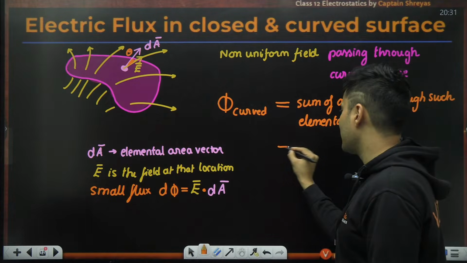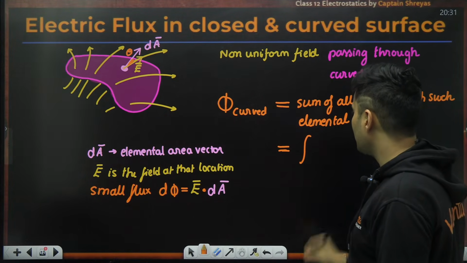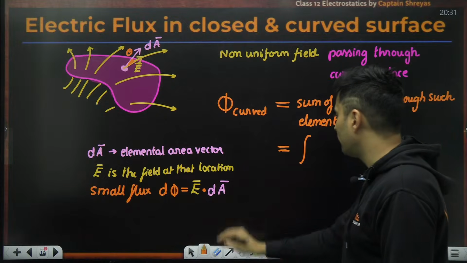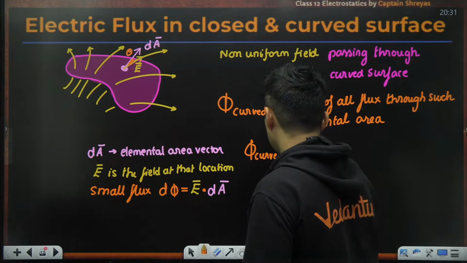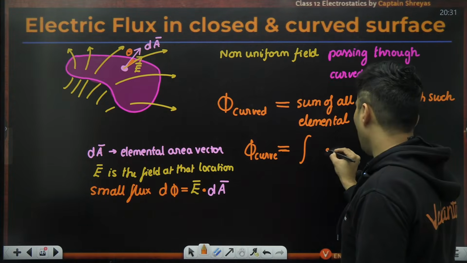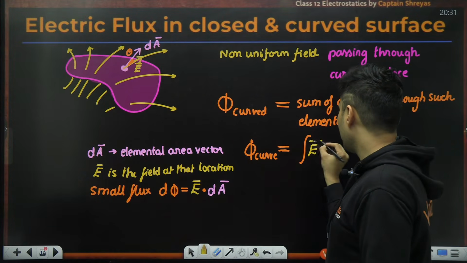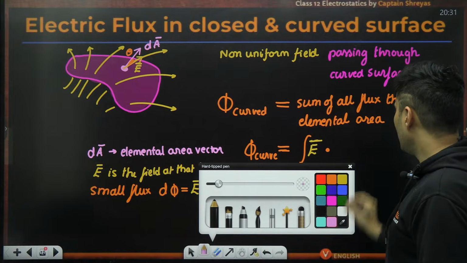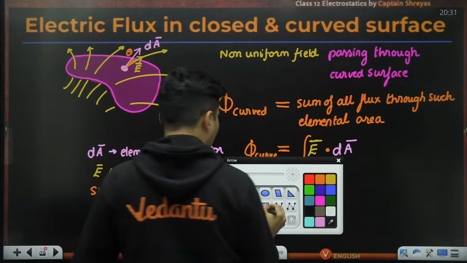Because we are talking about the sum of small numbers, that process is called integration. So the flux through the curved surface will be the integration of nothing but the electric field dot area vector. That is the answer for it.